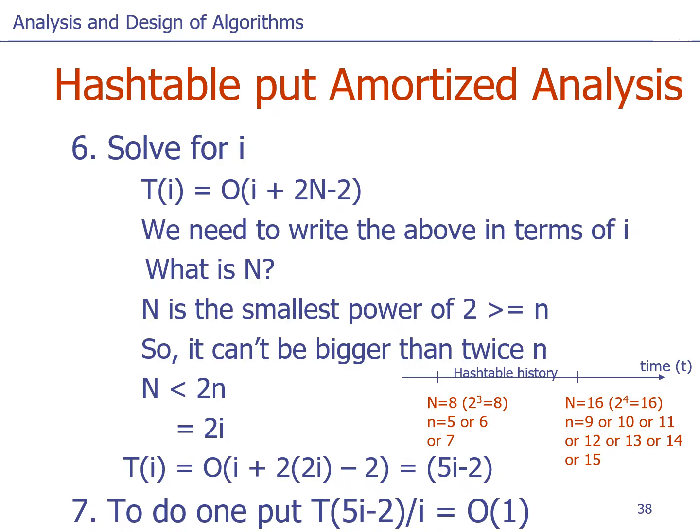This is a worst case scenario. That's why I am pumping up the value for n. So to do I operations, it's going to be 5i minus 2. What about the cost of one operation? It's going to be 5i minus 2 divided by I. The I goes away with the I, and you end up with a constant. And this is actually what we refer to as amortized O of 1 calculation.